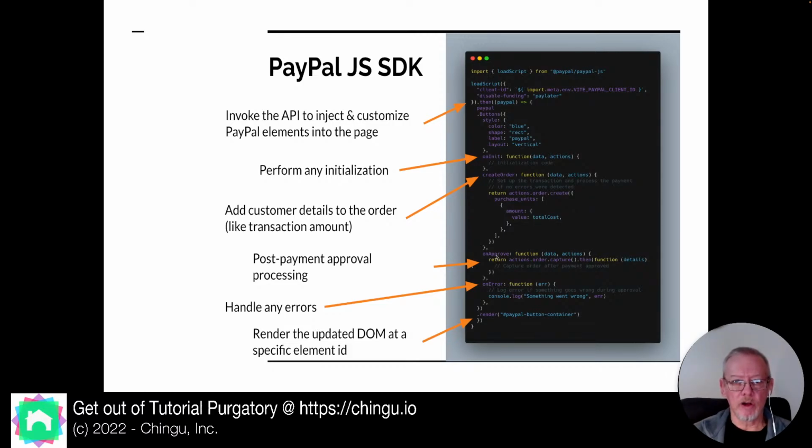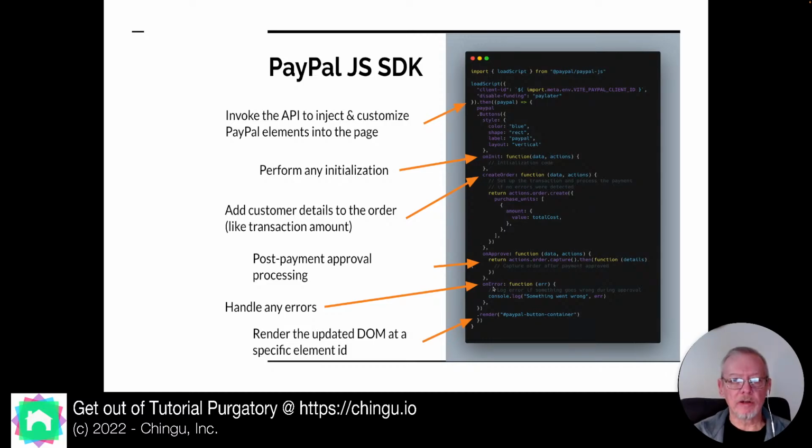The next function is onApprove. Once PayPal approves the transaction, this will get invoked. So this is really a handy function. This is where you can do things like creating a receipt or emailing a purchase acknowledgement to your end user.